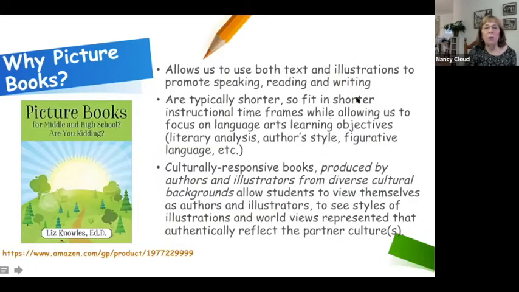And I did want to mention to those of you that are middle school teachers, why did we choose narratives?